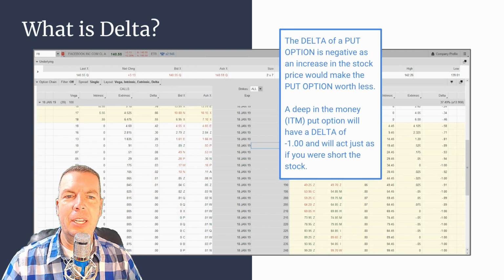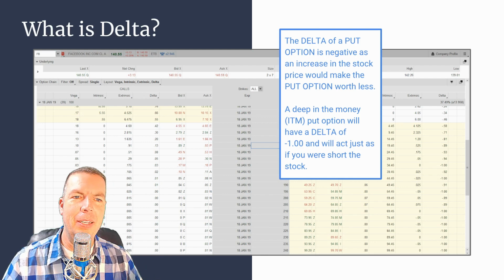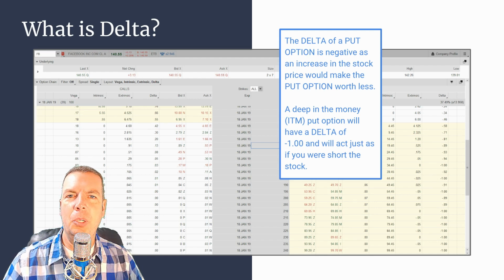Now let's take a look at the delta of a put option, and the delta of a put option is negative. So you have to kind of think about this here on the put option side. But you know, a delta of a put option is negative, as an increase in the stock price would make the put option worth less, or it's negatively going to affect your put option.